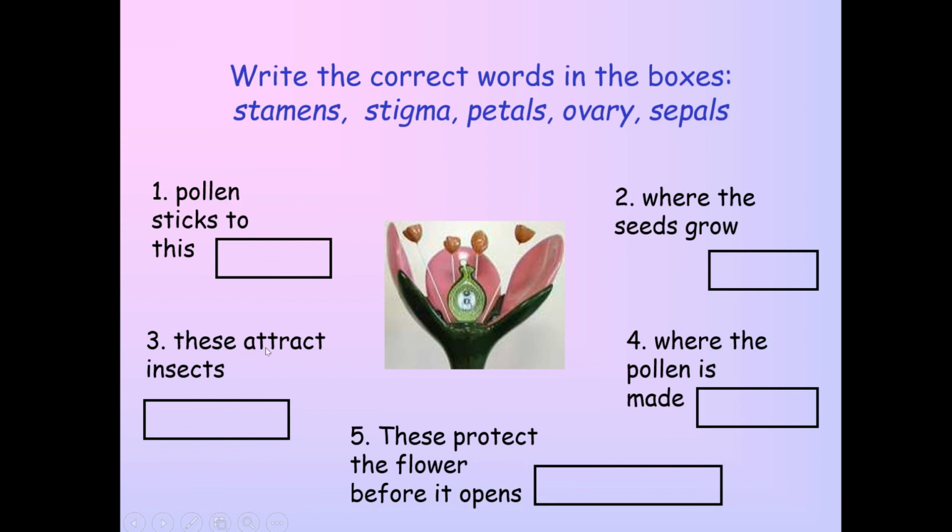Number 3, these attract insects. Okay, this part would attract insects. How do you call this part? If this is a flower, this is a flower. How do you call this part, the inside of the flower, that helps attract insects?